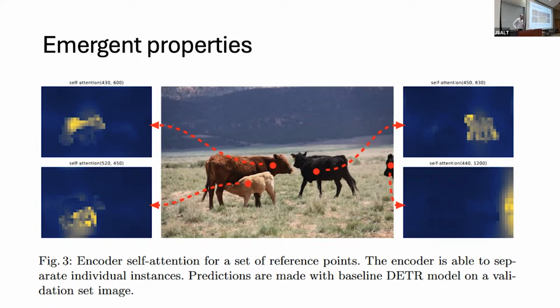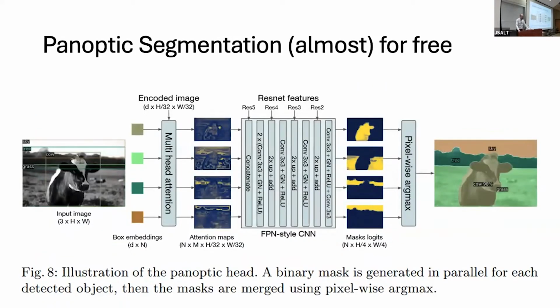And this, of course, gave the authors the same idea that was done before with convolutions, which model the image into some semantic space. So it seems that the transformer is doing the same and even better. So let's use it for segmentation. And so this was panoptic segmentation almost for free.